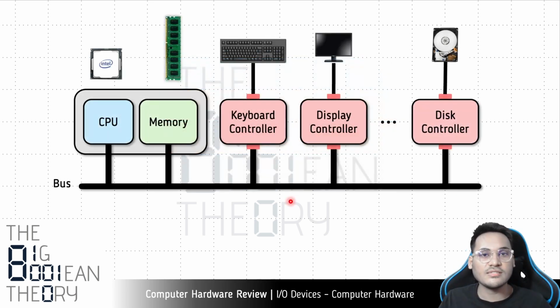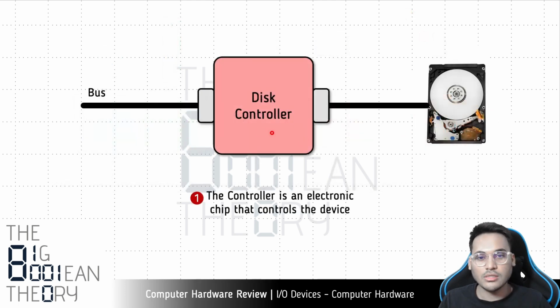Now let us understand what the device controller is and talk about it in more detail. Let's zoom into one of these devices. Let's take the example of a disk controller, and here you can see this diagram, right? The first point is that we already know the device controller is a piece of electronic chip that has been designed to control or manage the device that it is associated with. If you see this diagram, there are two parts: the hard disk and the disk controller.